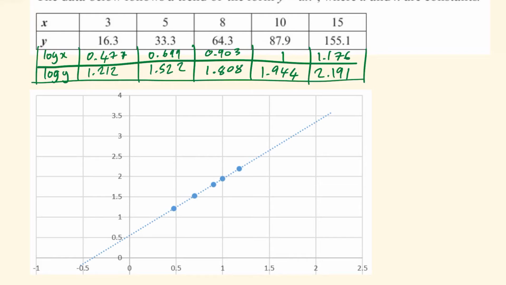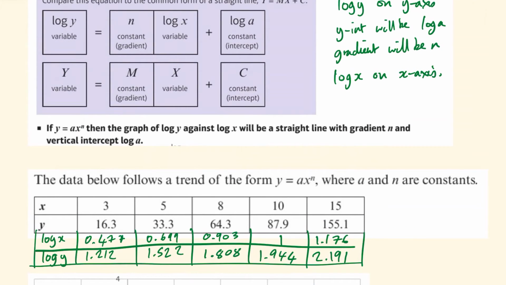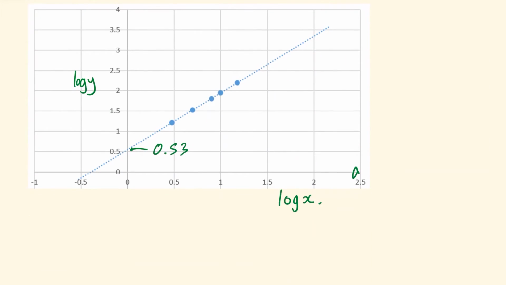Okay, so what I've done is plotted log of y on the y-axis, and log of x on the x-axis. You can see these 5 points line up in a straight line, so I've drawn a line of best fit. Reading off here, we get 0.53, and like we said, our y-axis intercept was log of a. So log of a is equal to 0.53.